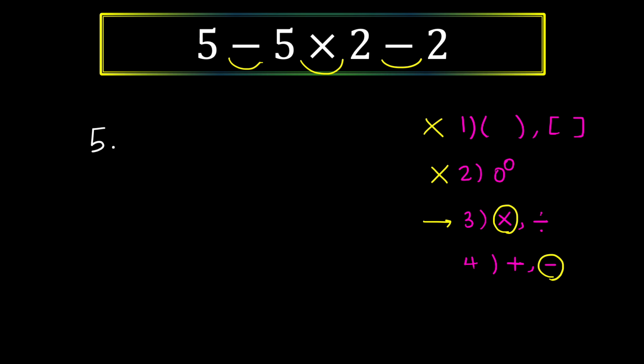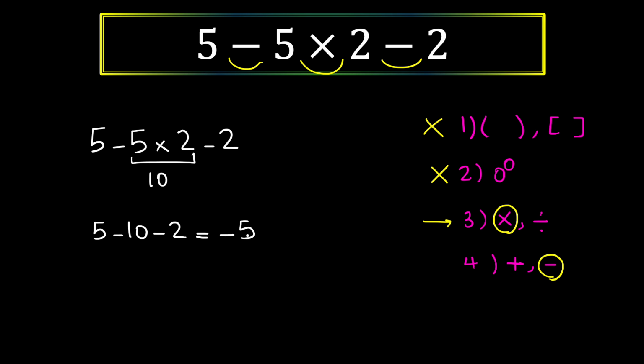Let me rewrite the expression here. Minus 2. So we start with multiplication sign. So 5 times 2 equals 10. Then we have something like this. So 5 minus 10 equals minus 5, and minus 5 minus 2 equals minus 7 as our final answer.